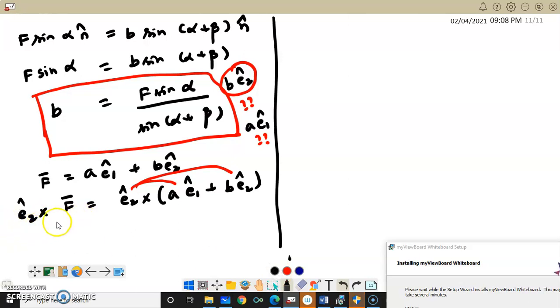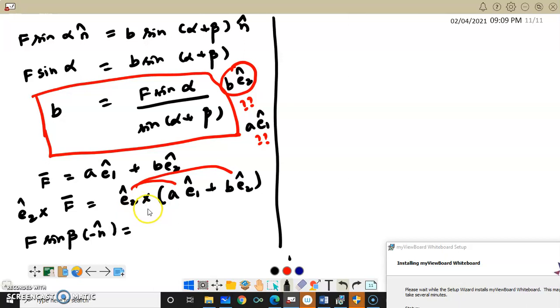E1 cross E2, A cross B. The modulus of E2 is 1, the modulus of F vector is F, and the sine of the angle between E2 and F is beta. So sine beta, and it is in the opposite direction, no? So it will be minus n cap, right? Which is equal to E2 cross E1.